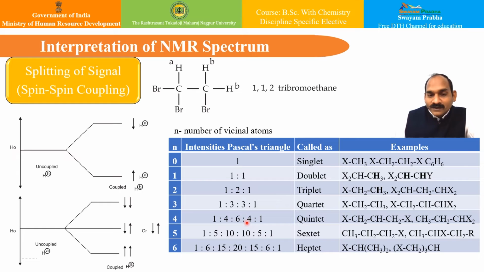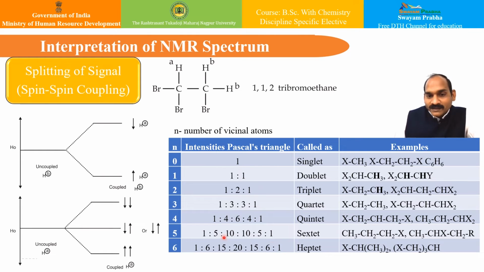One interesting thing you can find here is that the middle figure is always the sum of the two above it. 1 plus 1 is 2. 1 plus 2 is 3. 2 plus 1 is 3. Then 1 plus 3 is 4, 3 plus 3 is 6, 3 plus 1 is 4. So you can form your own Pascal's triangle for spin-half nuclei, like the H1 proton, wherein the spin is half. This Pascal's triangle is followed.